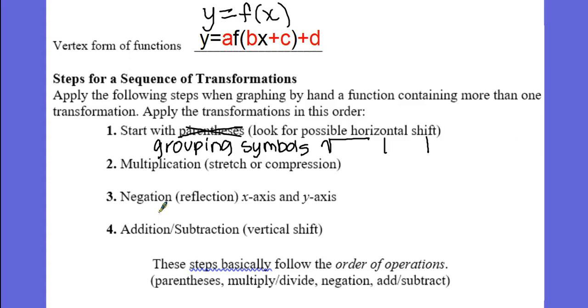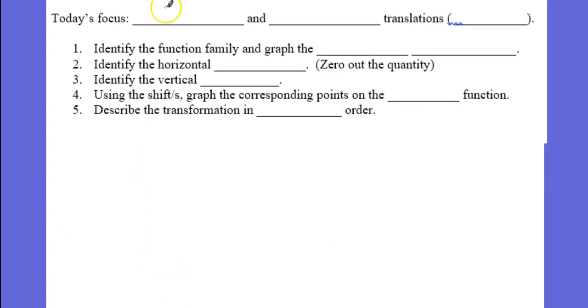Number 4, last thing is your addition and subtraction. That's your D term. That's when you push the graph up and down. Okay, so step 1, translate left to right. Step 4, translate up and down. And those are the only ones we are doing today. So have them by your side when you're working through these problems, these steps. Okay, so today's focus is the horizontal.